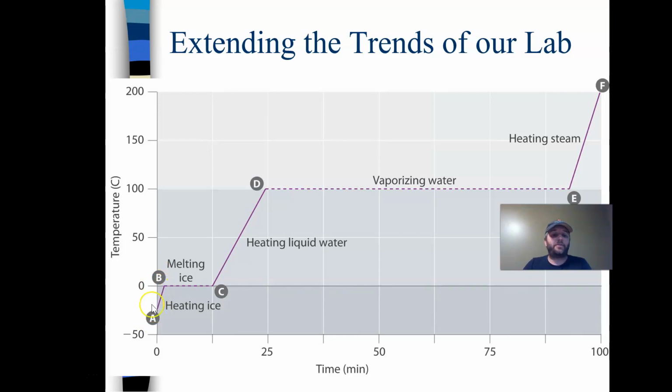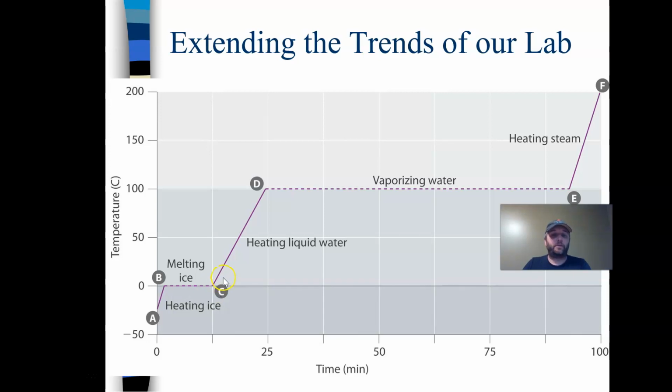From A to B on this graph, as energy is being added, the temperature is the first thing that goes up. The temperature of the ice is the first thing that changes. It doesn't start melting right away. It has to warm up to 0 degrees Celsius. And then from B to C, energy is still being put in at a constant rate, but that energy is going into melting the ice. When we get to C, all of the ice has finally melted.